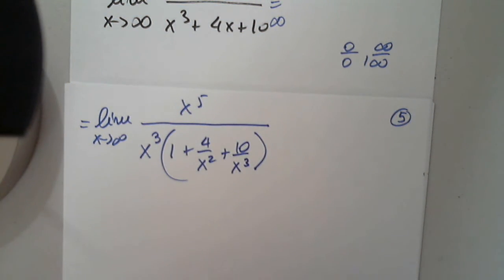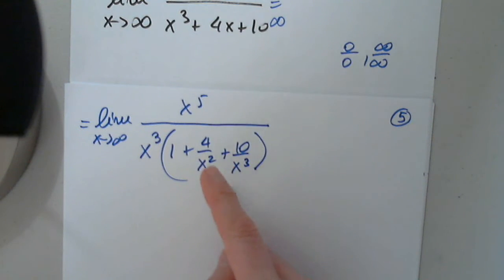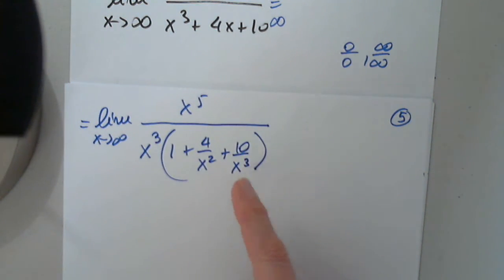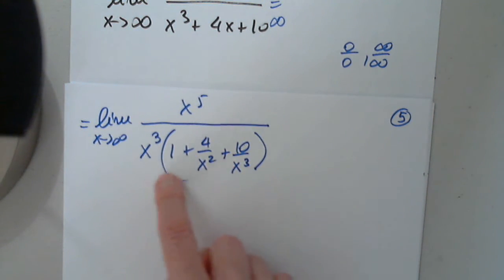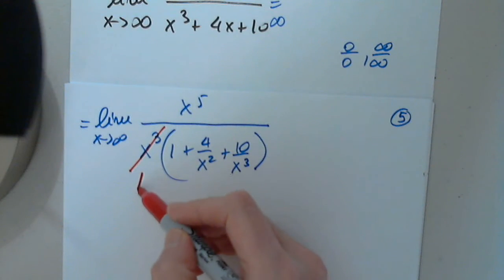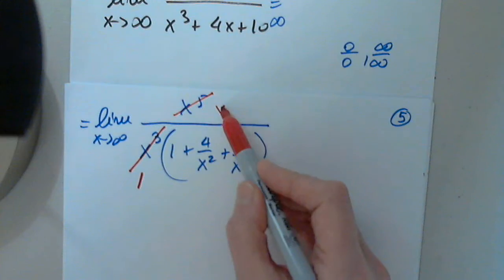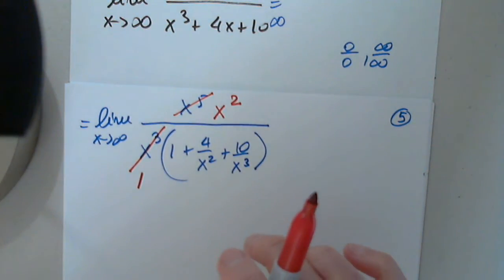Again, 5 seconds to check this. X cubed times 1, check. X cubed times 4 over x squared, yes, check, 4x. X cubed times 10 over x cubed, yes, check, 10. So this operation is legitimate. Of course, my next step has to be this. I remove 3 x's from here, I remove 3 x's from the top. So now I can apply the limit.